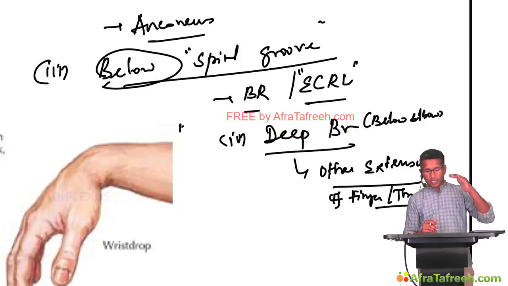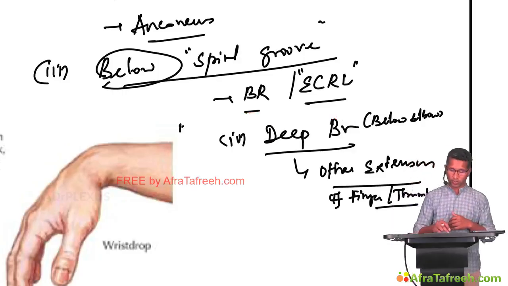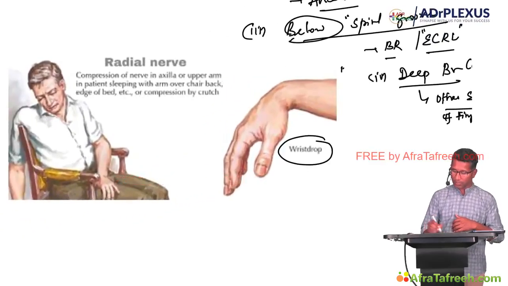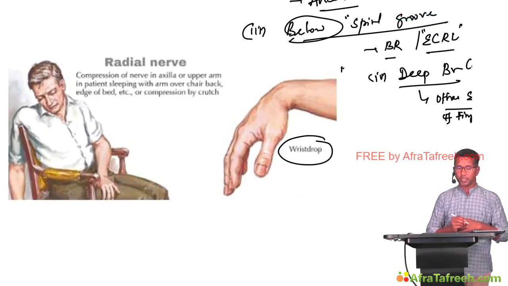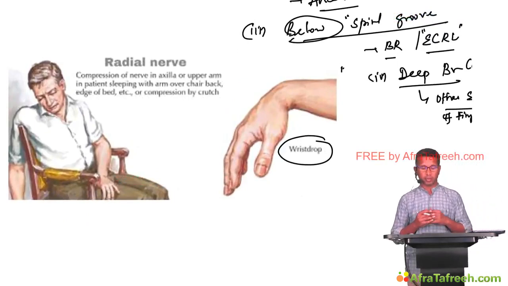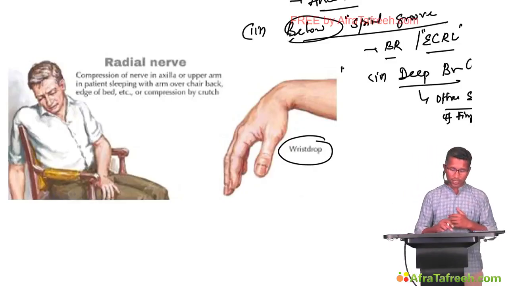So whenever there is a lesion at various levels, various muscles get weak and the patient will have corresponding findings. If you see a patient with this kind of attitude, where the patient has a wrist drop, then there is a chance of radial nerve palsy. That happens very frequently in this kind of attitude.